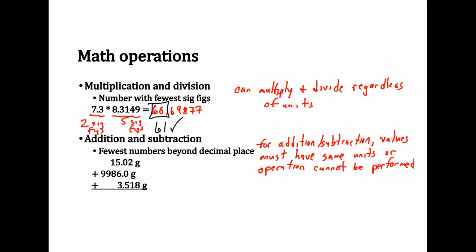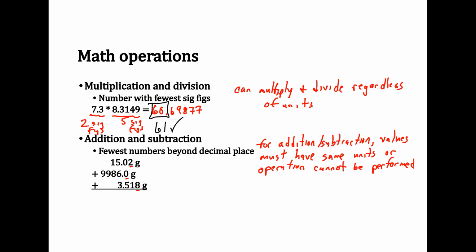But the rule for sig figs for this is you go with the fewest numbers beyond the decimal place. So in this case, 15.02 is measured to the nearest hundredth. 9,986.0 is measured to the nearest tenth. And 3.518 is measured to the nearest thousandth. Okay? So we can add these because they all have the same units, but once we're done adding, we're going to have to cut this off to the nearest tenth.